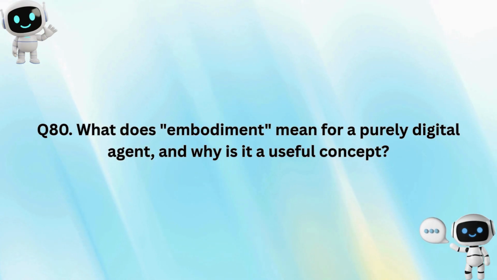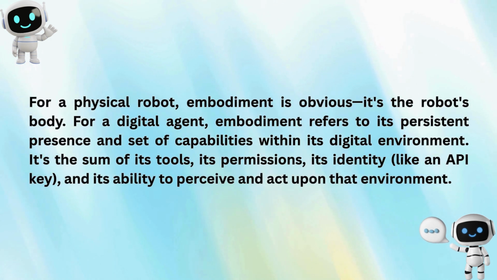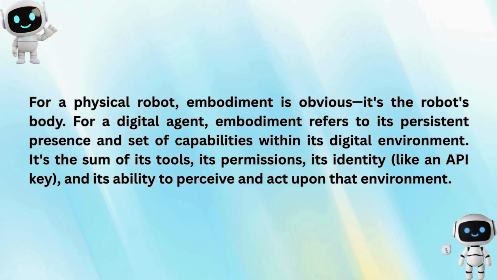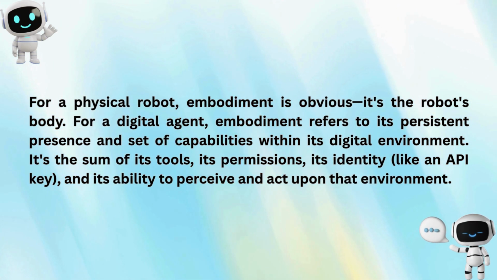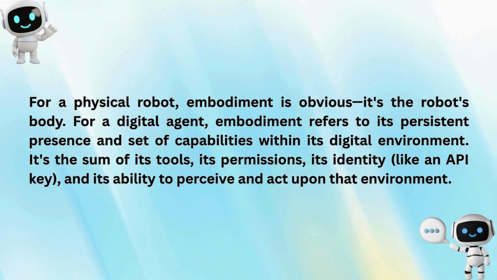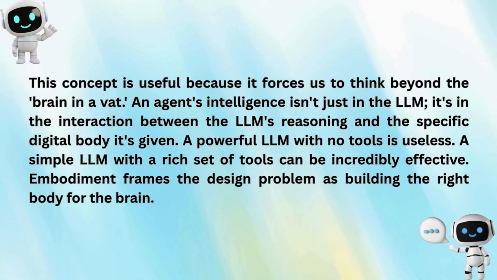What does embodiment mean for a purely digital agent? And why is it a useful concept? For a physical robot, embodiment is obvious, it's the robot's body. For a digital agent, embodiment refers to its persistent presence and set of capabilities within its digital environment. It's the sum of its tools, its permissions, its identity, like an API key, and its ability to perceive and act upon that environment. This concept is useful because it forces us to think beyond the brain in a vat.